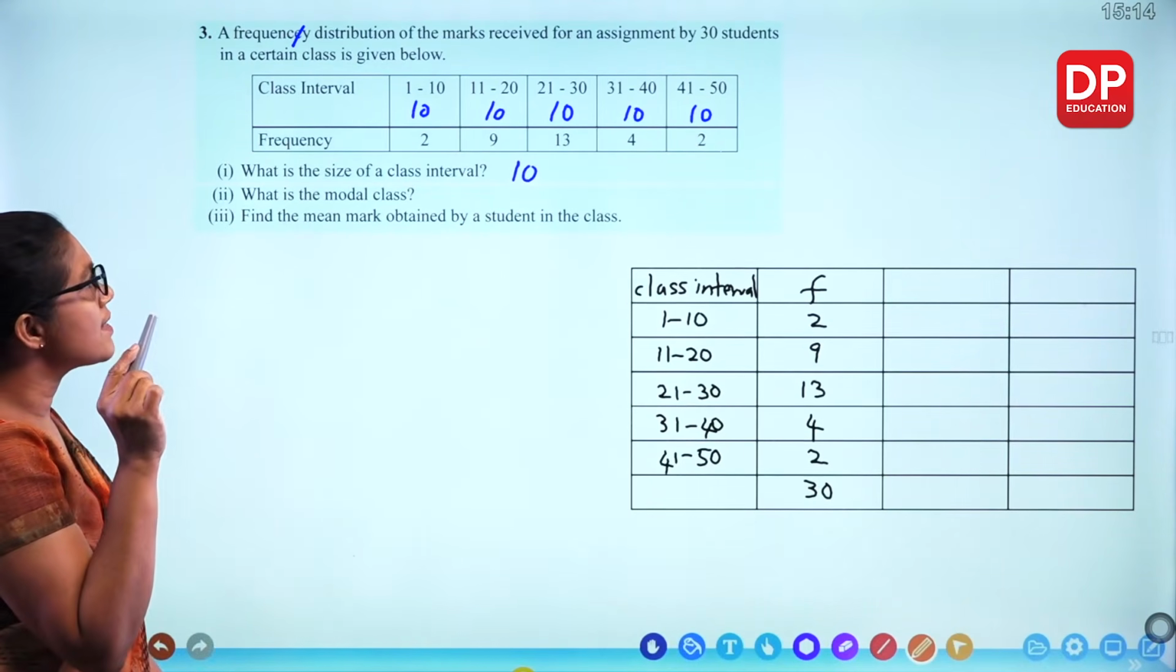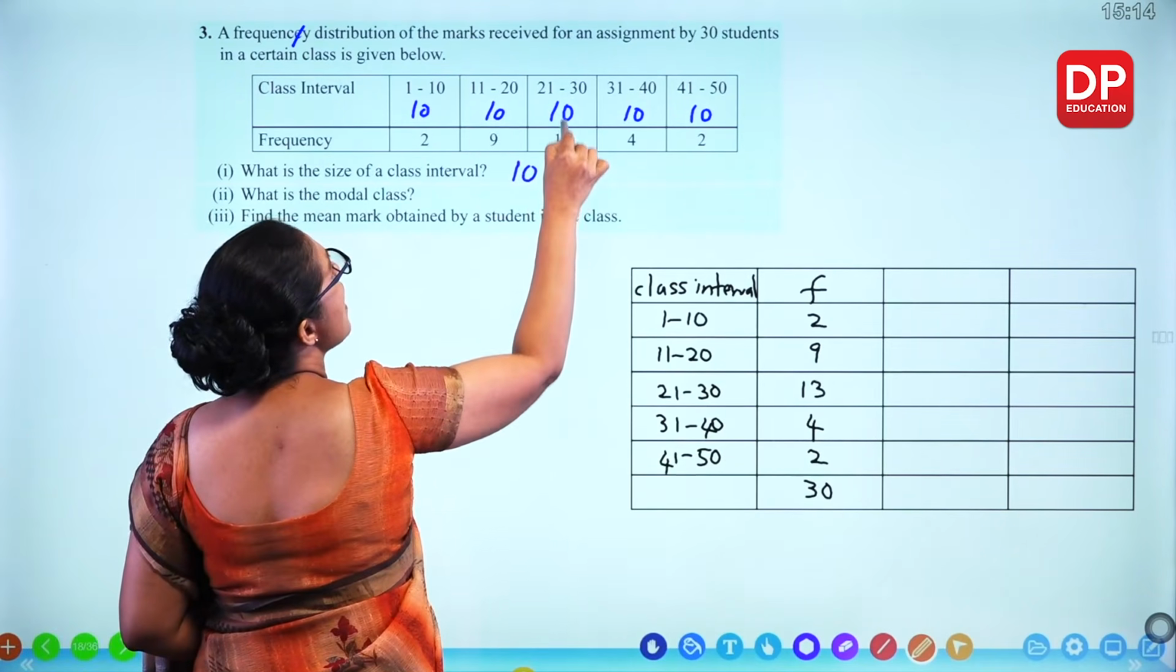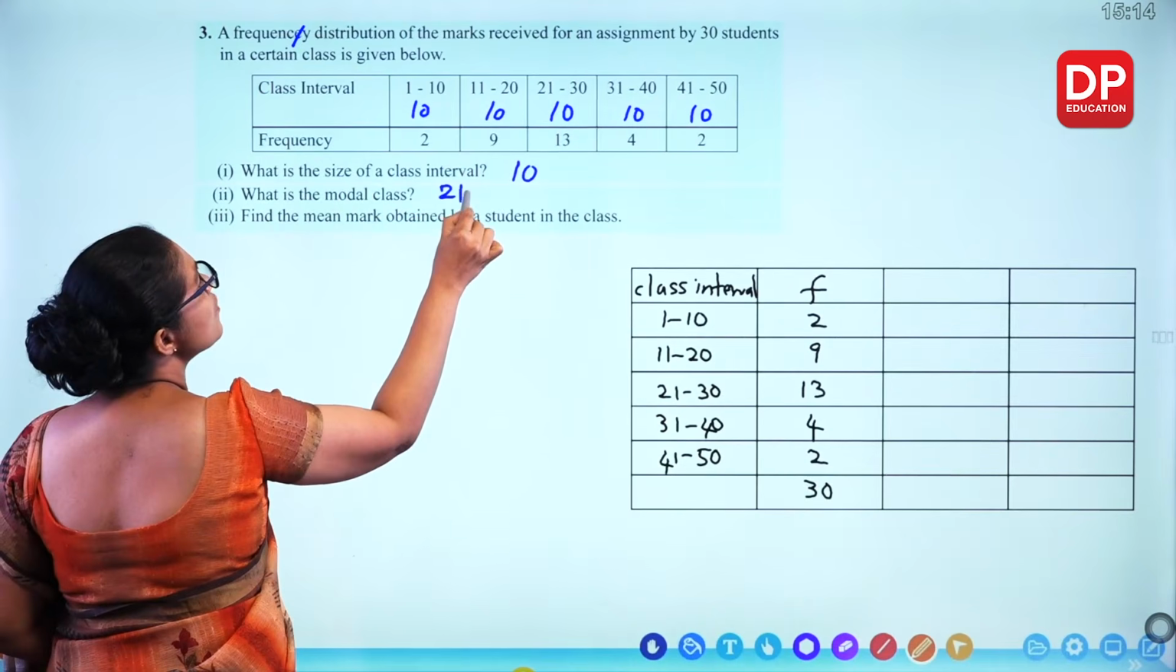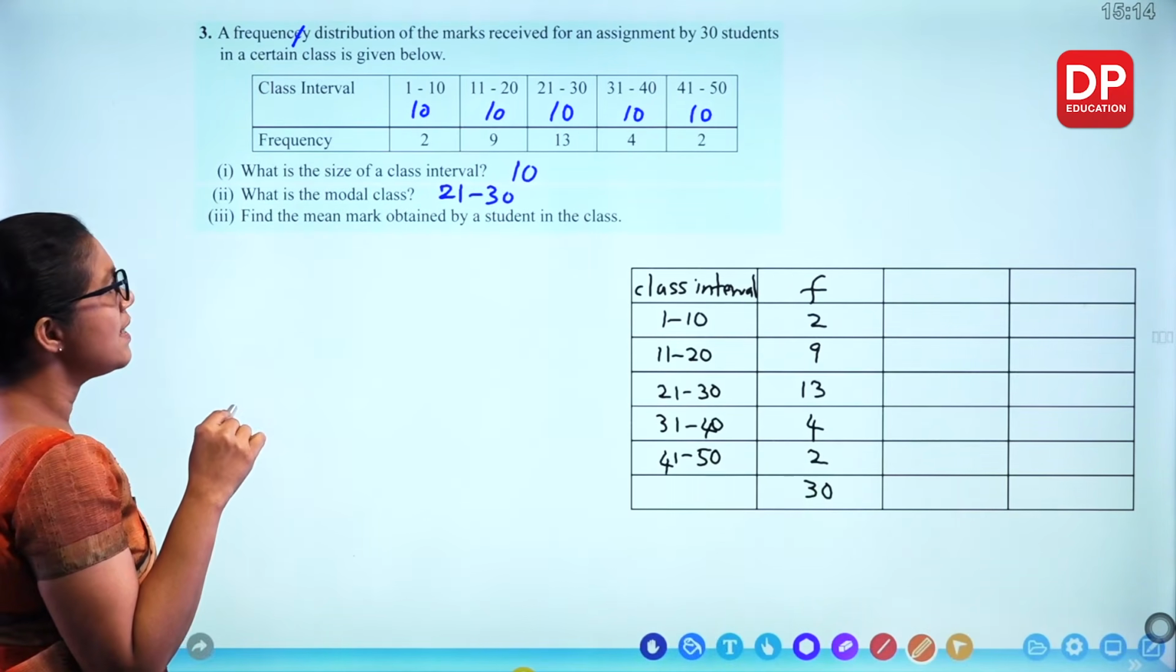What is the modal class? One which has the highest frequency. 13 is the highest frequency. So the interval is 21 to 30. Find the mean mark obtained by a student in the class.